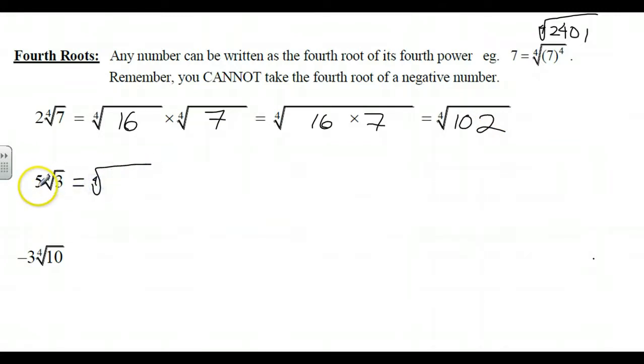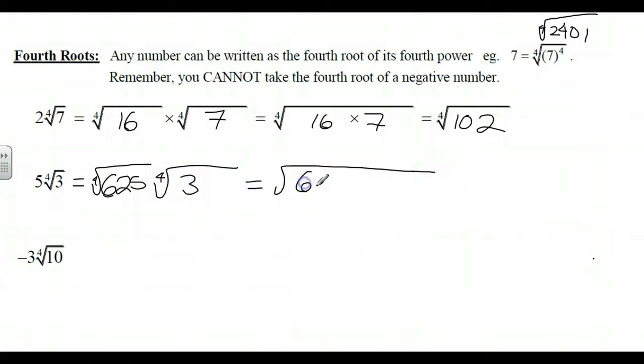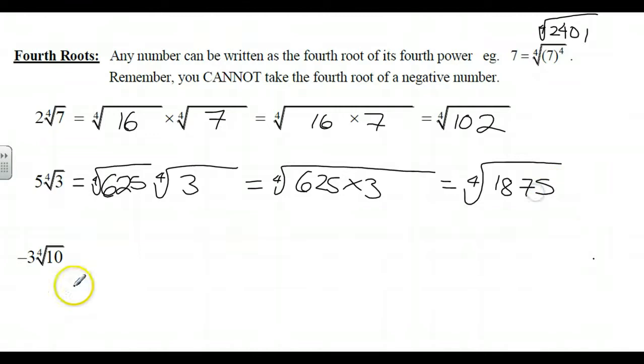So we need 5 to the power 4, which is 625, times the fourth root of 3. Bring them together under the fourth root: 625 times 3, and you're saying, wait, you forgot the fourth. Right, so there it is. And that is the fourth root of 1875.